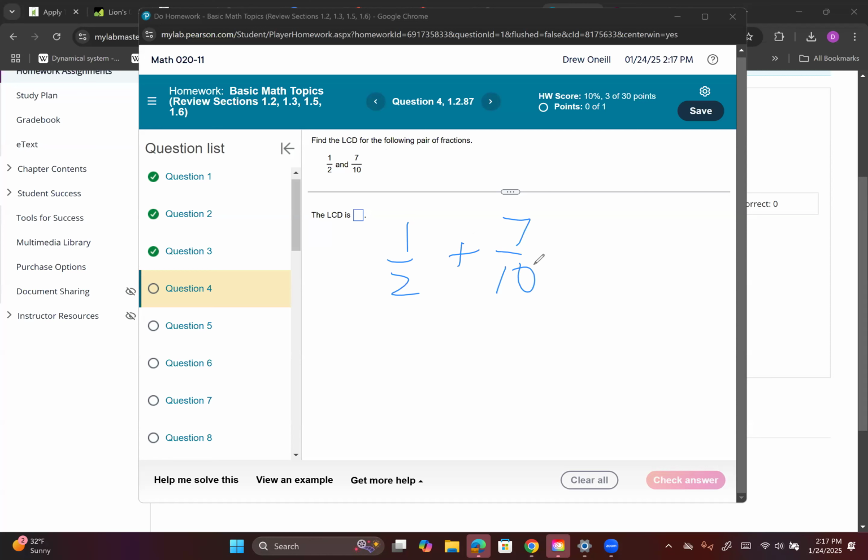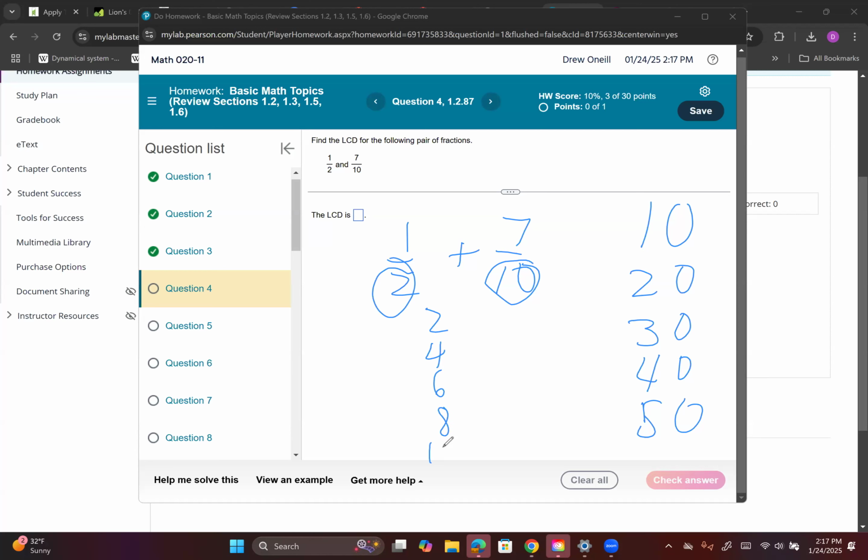You would write out this one and add multiples of itself. 10 plus itself 20 plus itself 30. We'll go to 40 plus itself 50. And then we'll do the same with 2. It's going to take a while, but we do 2 plus itself is 4 plus itself is 6 plus itself is 8, 10. Once we have a number that matches in both columns, 10 and 10, that's the LCD. That's just the first half of this problem.